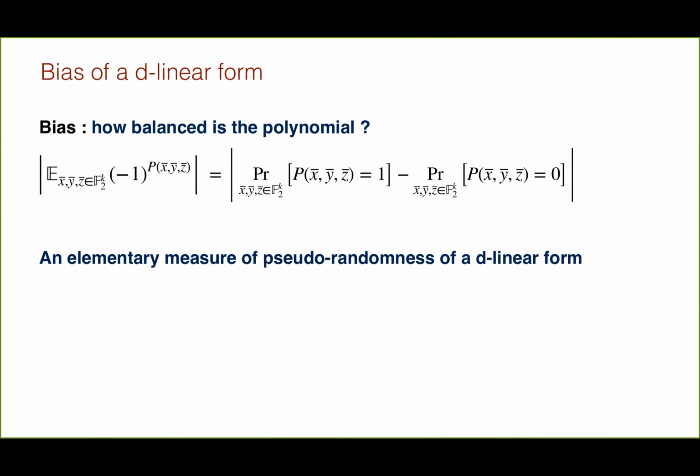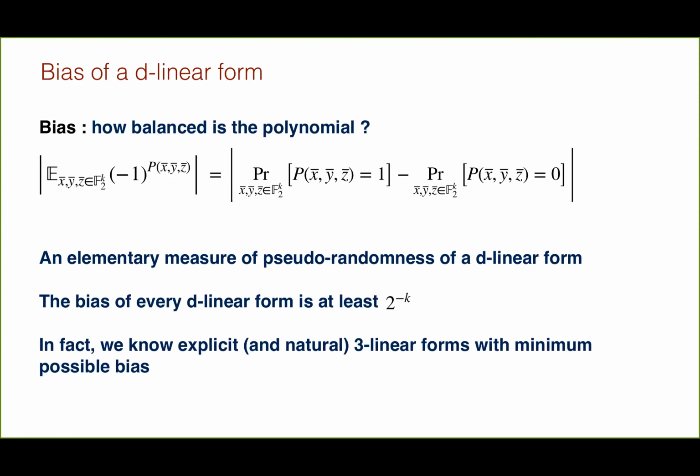Right, and it's a very crude measure of pseudo-randomness in some sense, and it's not hard to show that for every D linear form, the bias is at least 2 to the minus k. And for the notion of bias, if this was our measure of pseudo-randomness, we know explicit and very, very natural 3 linear forms which have minimum possible bias.